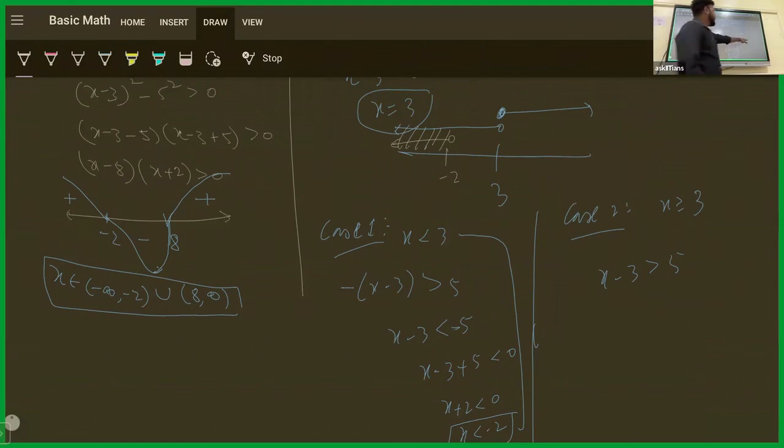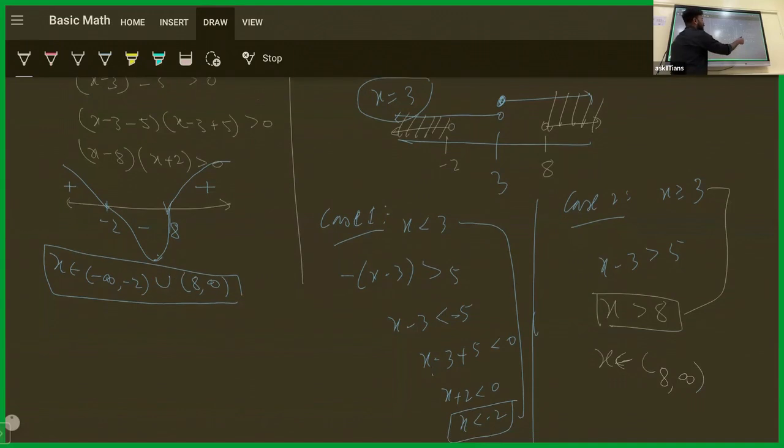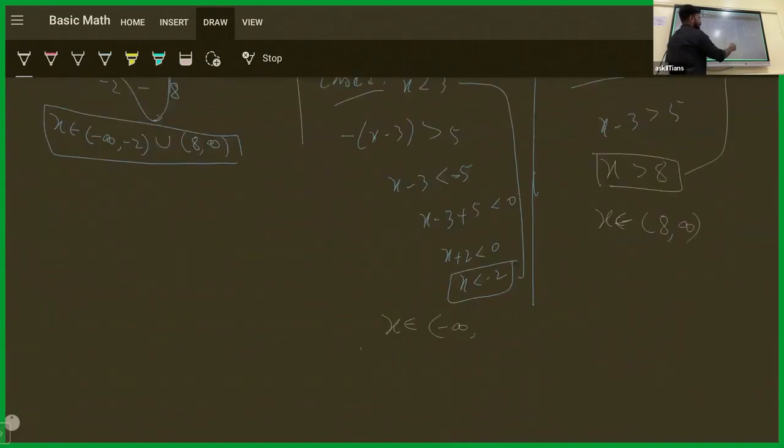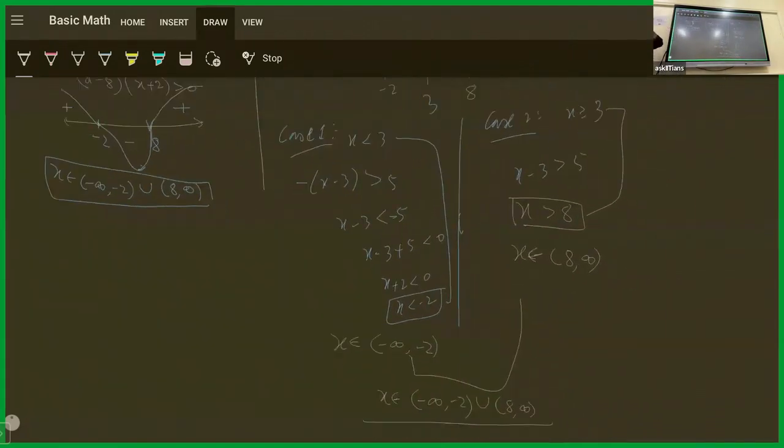Understood? For this one, x greater than 8. 8 will be somewhere here, and greater than 8, the common part is 8 to infinity. x belongs to 8 to infinity. And now take the union of these two cases: minus infinity to minus 2. So if you take the union, the answer will be x belongs to minus infinity to minus 2 union 8 to infinity. Understood?